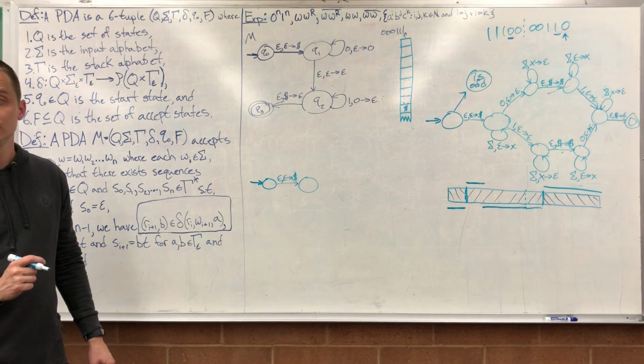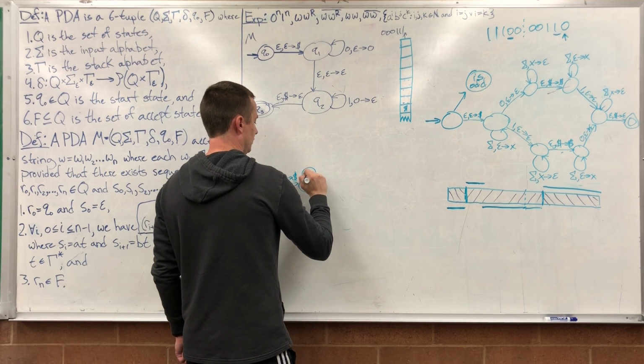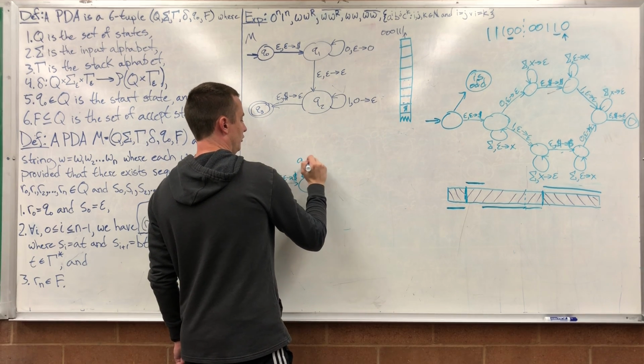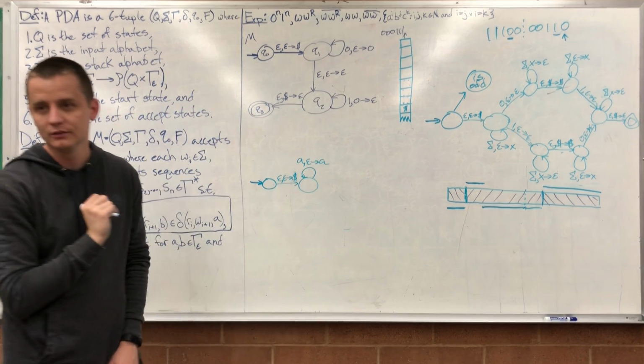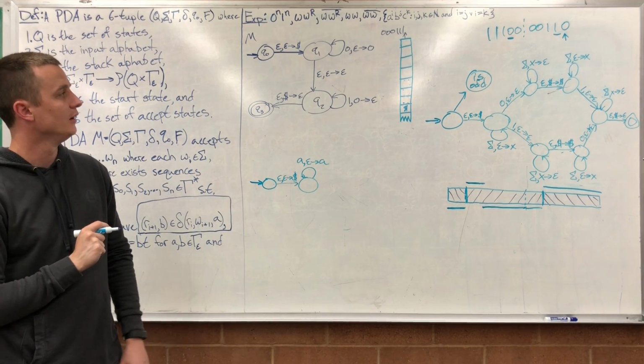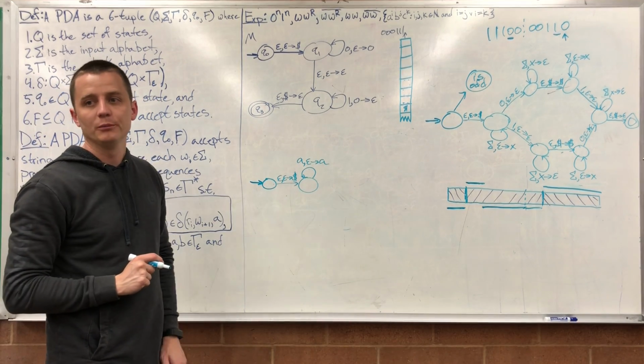You have an arrow going to itself. Read A, pop nothing, push A. If we read A, we'll push an A. So basically we're counting how many A's we see. Perfect. All right, so this state counted how many A's we have. Now what?